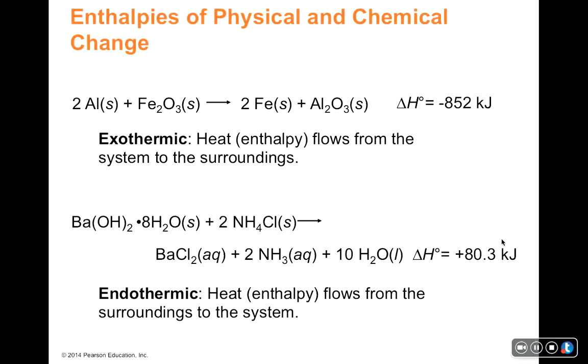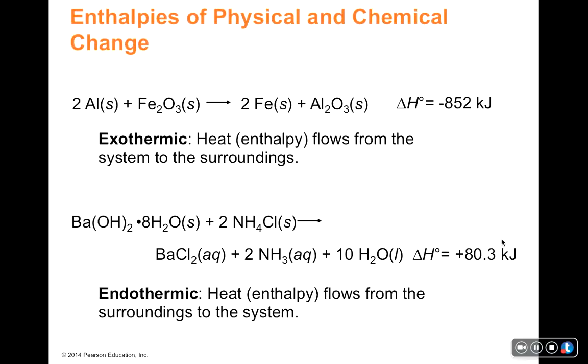An exothermic reaction is one where heat flows from the system to the surroundings. Another way to think about this is that the heat is given off by the reaction. That's one way to word that. It also can be said that the heat is released by the reaction. That's another way of saying it. All of which are represented by the fact that delta H has a negative sign. Because it's negative 852 kilojoules, we can say all of those things about that reaction.